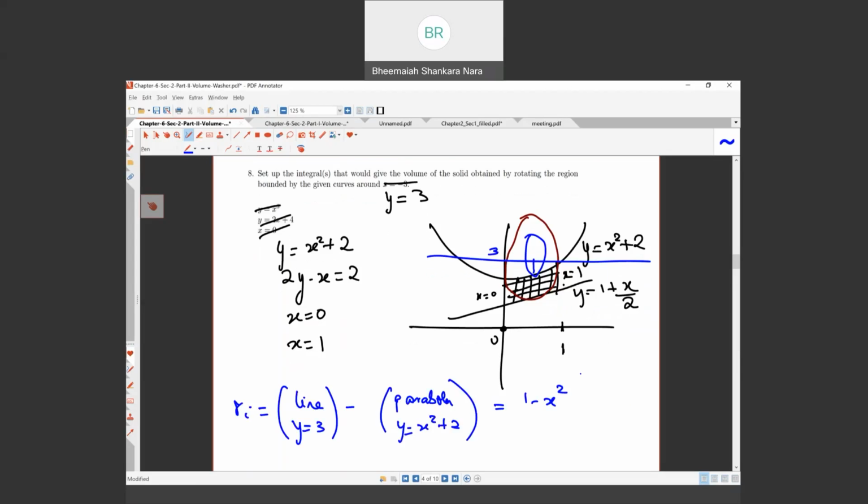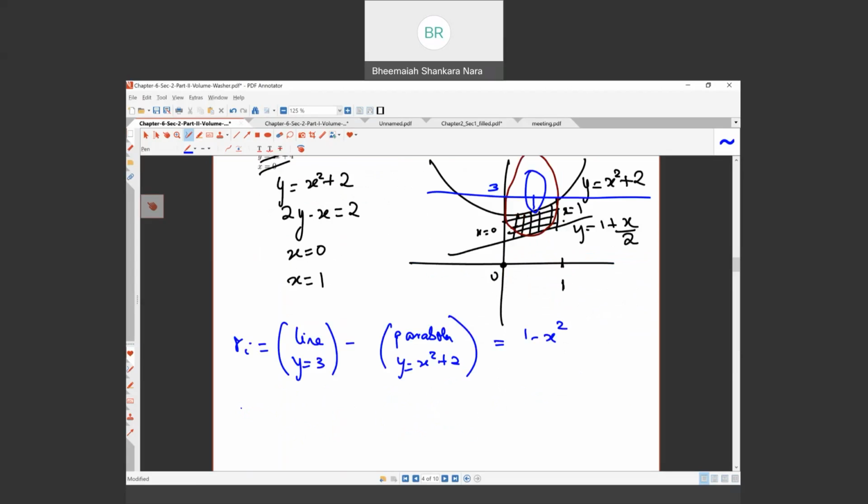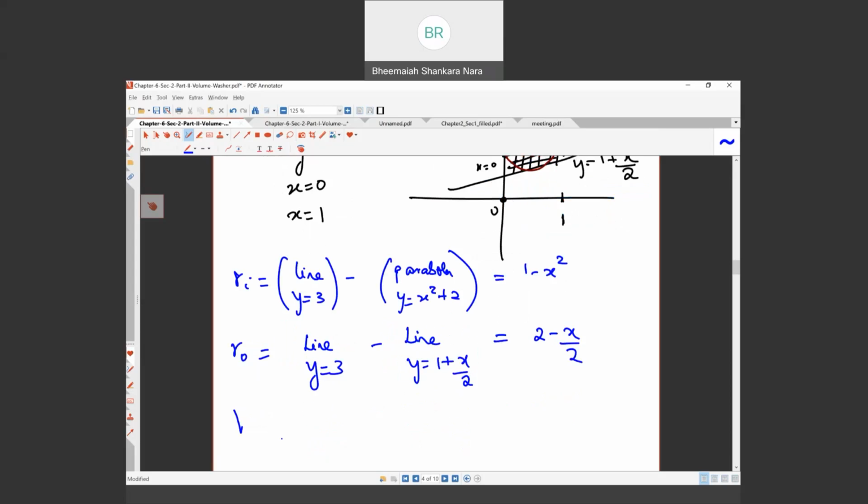Let's calculate the outer radius r sub 0. This is bounded by the line y equal to 3 and the line y equal to 1 plus x over 2. Subtract and simplify, we get 2 minus x over 2. Now we have the volume integral from 0 to 1 of pi r sub 0 squared minus pi r sub I squared dx.